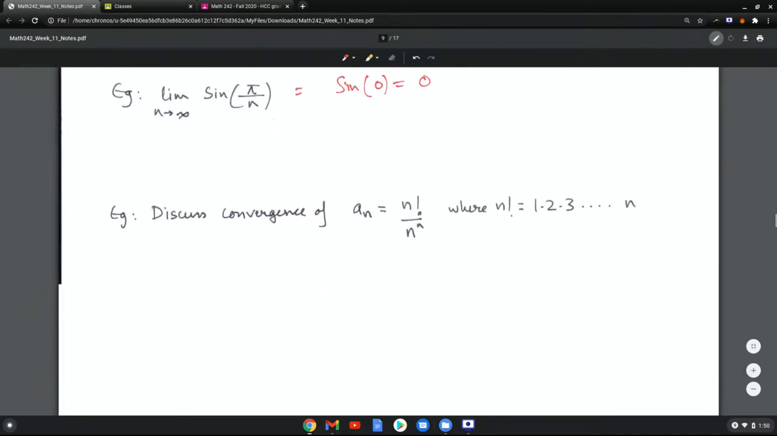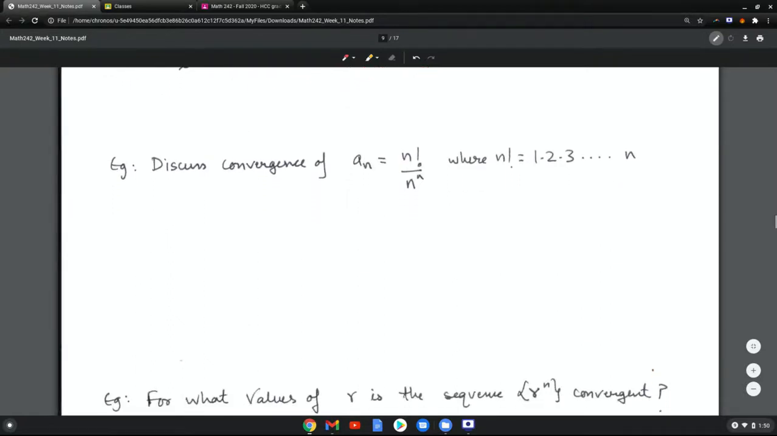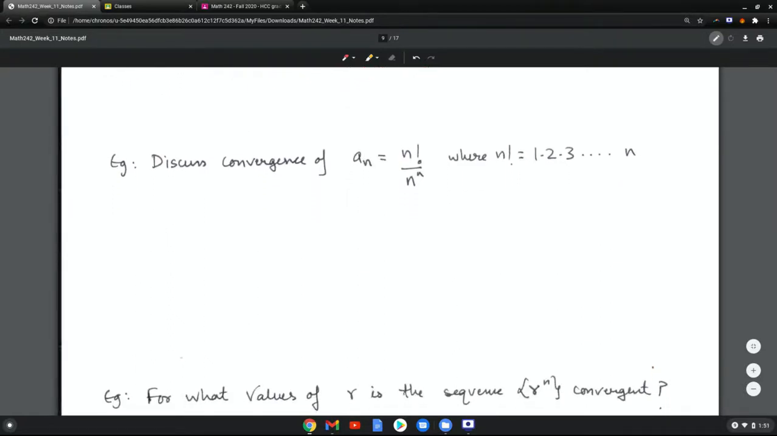Okay, here's an important example. Discuss the convergence of n factorial over n to the power n, where n factorial is 1 times 2 times 3 times 4. So let's see. It looks like 1 factorial over 1 to the 1, 2 factorial, which is 2 times 1, over 2 squared, 3 factorial over 3 cubed, 4 factorial over 4 to the 4.